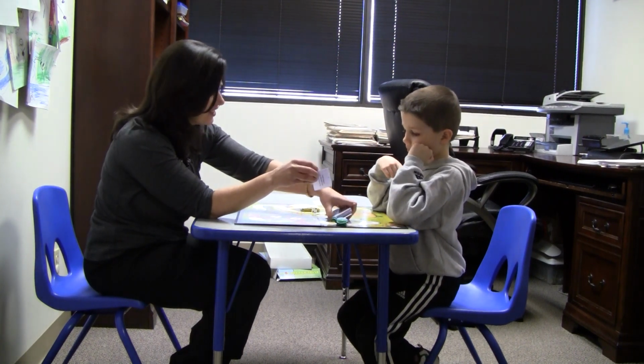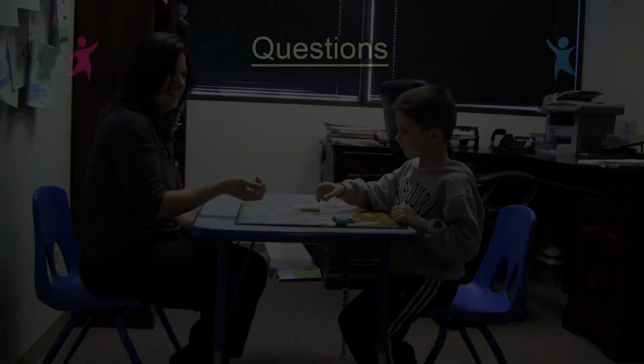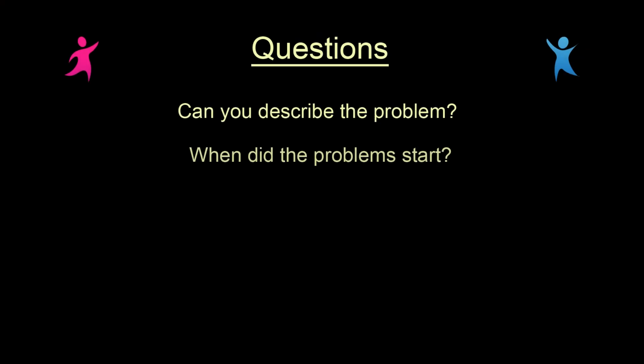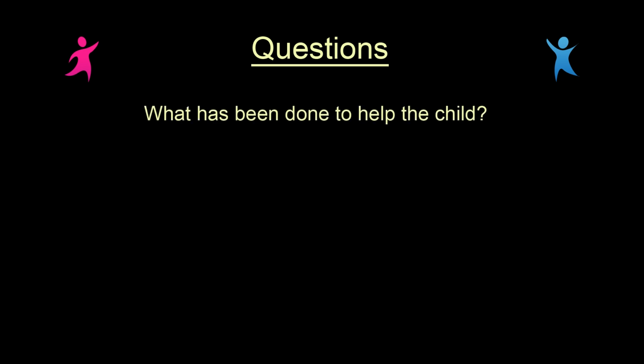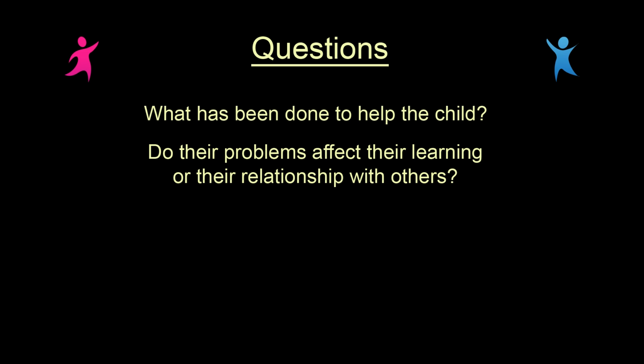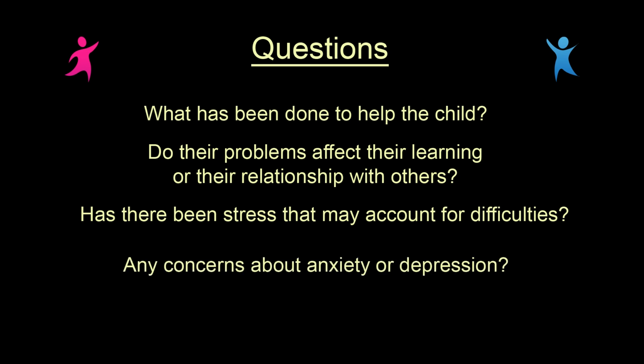A psychologist evaluation starts with an in-depth interview about the family. The questions you can expect from an interview include describing the problem, when the problem started, in what settings they occur, how often do the problems happen, and how others have attempted to help the child. Do their problems affect their learning or their relationship with others? Has there been stress in their life or the parents' lives that may account for some of the child's difficulties? Do the parents have any concerns about anxiety or depression?